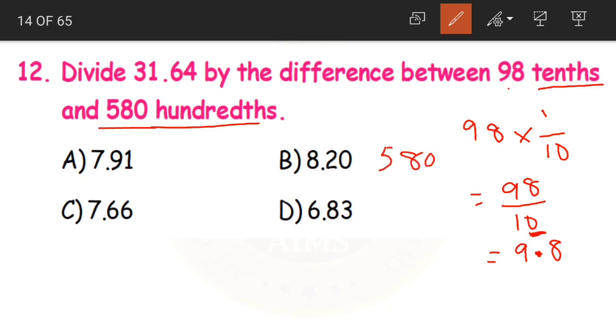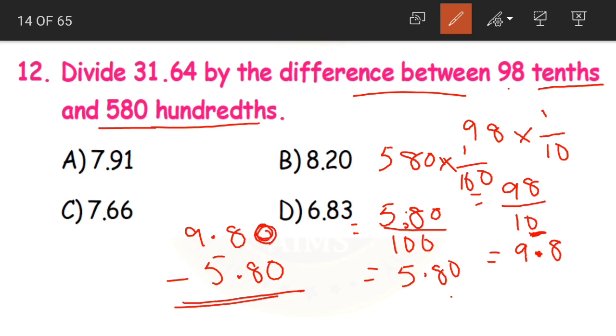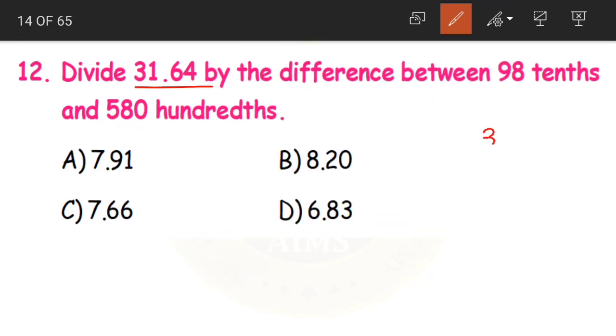Then we have 580 hundredths. So 580 into 1 by 100, it would be 580 by 100. And then if we convert it into a decimal, it would be 5.80. Now we need to find the difference between these two. Yes, 9.8 minus 5.80. As here we are not having any number, we'll place 0, 0.4. So 4 is our answer. The difference between these two is 4. Now we have to divide our number 31.64 by 4.